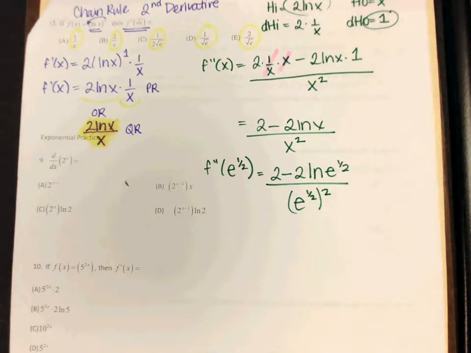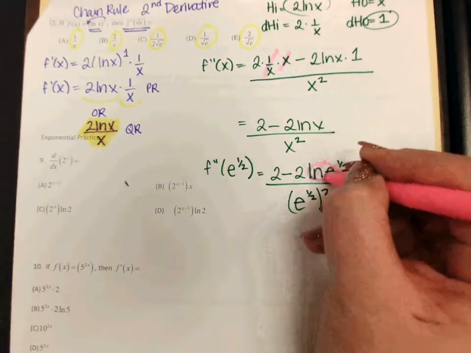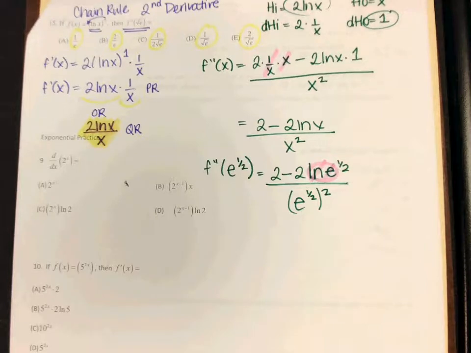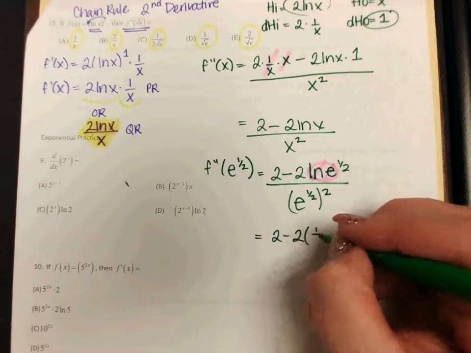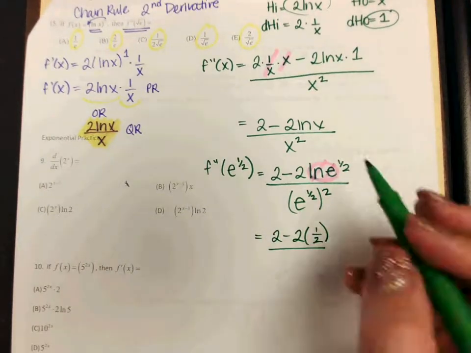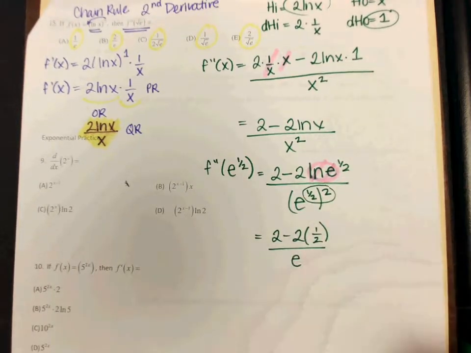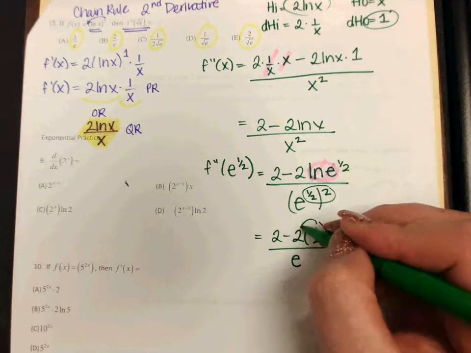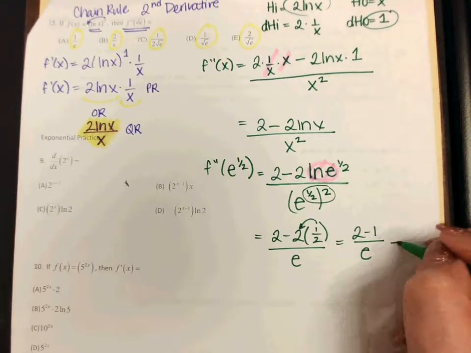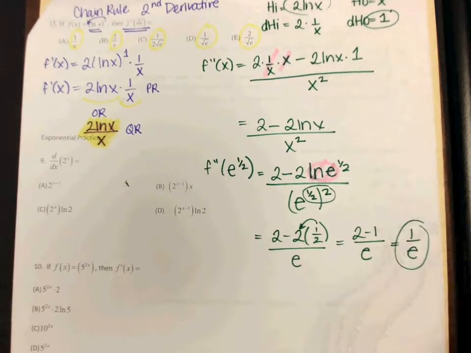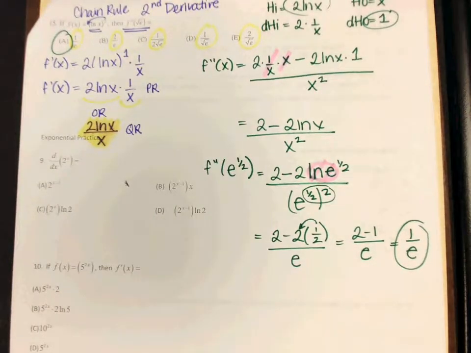And then what we talked about yesterday is that ln and e, these guys here, can cross out with each other. So they're gone. So really I want 2 minus 2 times 1/2. And then on the bottom, if this is e to the 1/2 times 2, well then I multiply 1/2 and 2 and I just get an e left over. Then 1/2 of 2 gives me 1. So really this is 2 minus 1 over e, which is 1 over e, which is answer choice A. Okay? Good job.